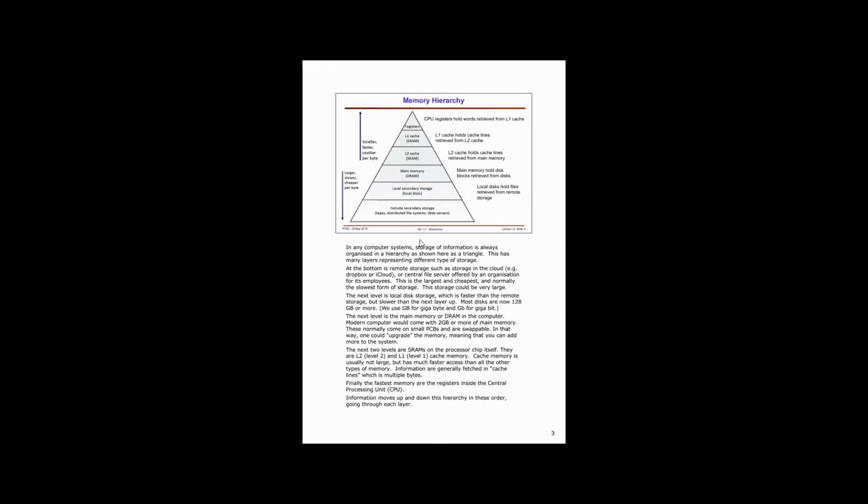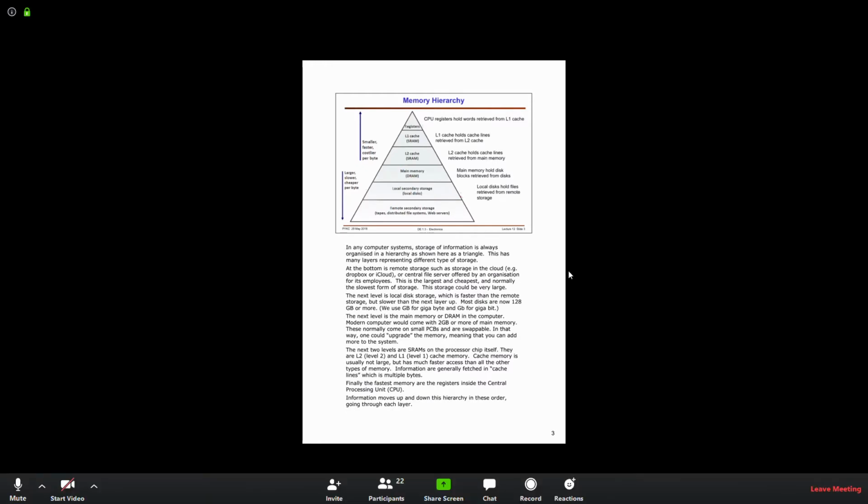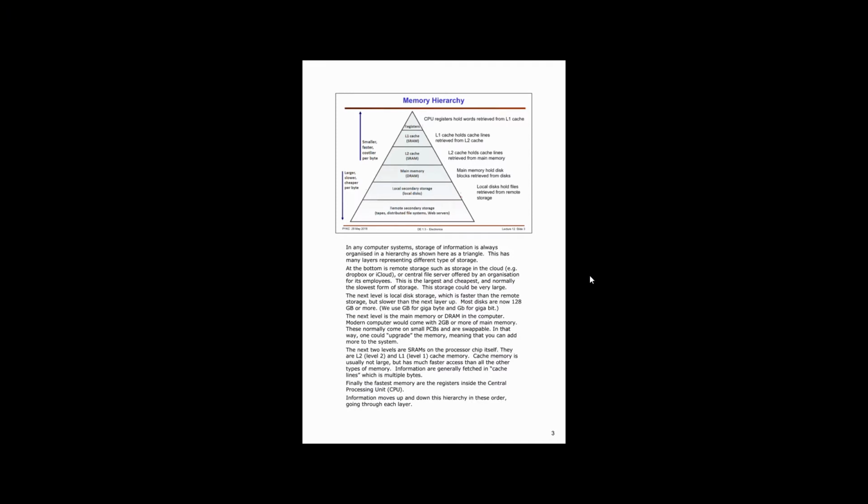That means there is an arrow in the downward direction: larger, slower, cheaper per bit. And there is an upward arrow: smaller, faster, costlier per bit. So whenever we move from lower to higher, the register is faster and costlier per byte, but smaller, in comparison with the slower levels. And at the bottom is remote storage, such as storage in the cloud, for example Dropbox or iCloud.